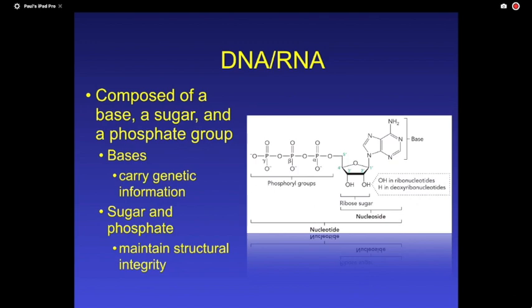If it is a base and a sugar, it's called a nucleoside. If it has a base, a sugar, and at least one phosphate, it's called a nucleotide. Okay? And we most often see a nucleotide represented as a triphosphate, and the one that we reference most often is ATP, although that's not the only one. The bases will carry the genetic information in terms of the linear sequence of how they're connected. The sugar and the phosphates create the structural integrity that holds the DNA together.